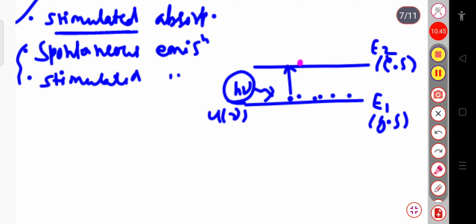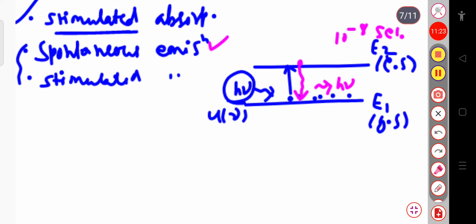Now the atom is already in the higher state. Two things can happen. It can be spontaneous: since the lifetime of this state is 10 power minus 8 second, which is a very short time, it will jump to the E1 state by emitting energy h nu. This is the first case, called spontaneous emission. No additional energy is needed to jump from the E2 state to the E1 state. Since its lifetime is very short, it will jump to the lower state by emitting radiation h nu.